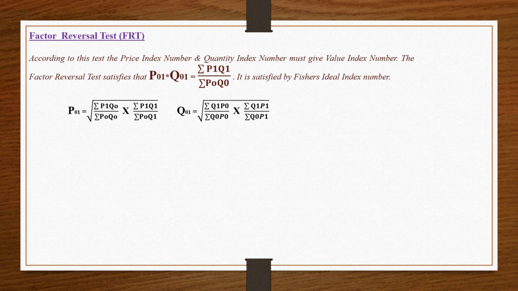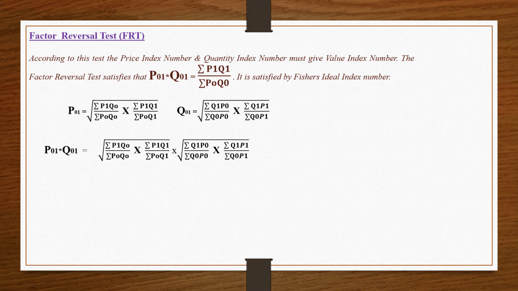So what was P01? Summation of P0 Q0. What does Q01 become? Where P is, Q, where Q is, P, it becomes like that, into summation of Q1 P1 divided by summation of Q0 P1. So again, when we calculate P01 into Q01, we should get the answer summation of P1 Q1 divided by summation of P0 Q0. So therefore we are going to take it under one rule.